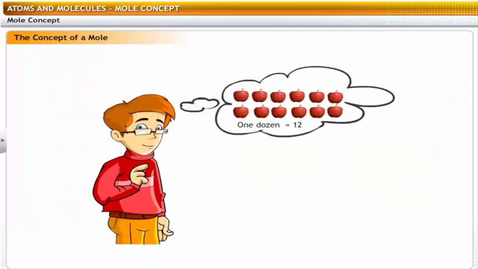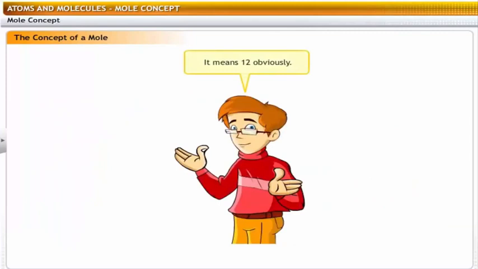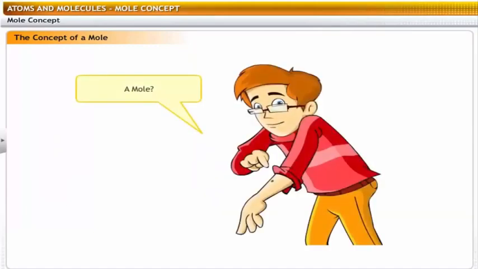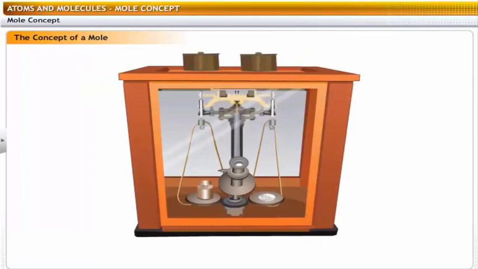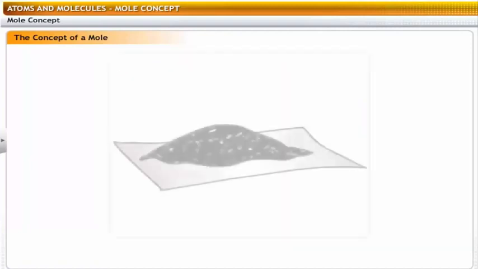A mole is a constant, definite number of atoms of a particular element. For example, when your mother asks you to get a dozen apples, how many would you get? It means 12, obviously. Similarly, a mole is also a constant and a definite number like a dozen. A mole. Scientists, after a series of experiments, concluded that 1 mole of any substance contains 6.022 multiplied by 10 to the power of 23 number of atoms.